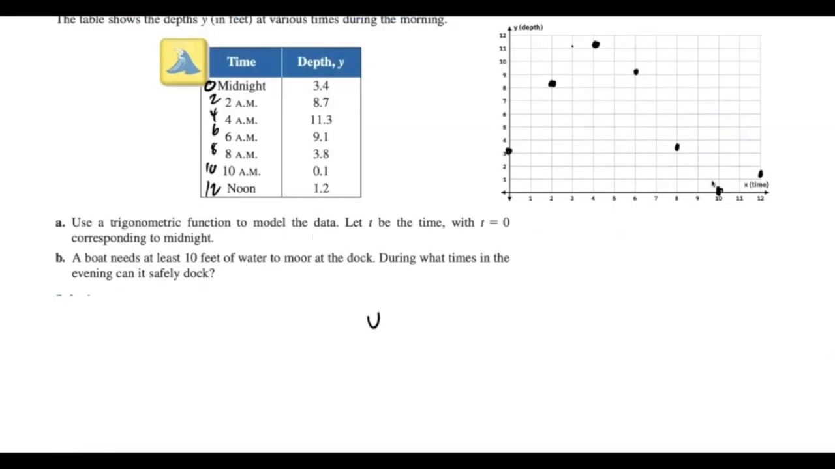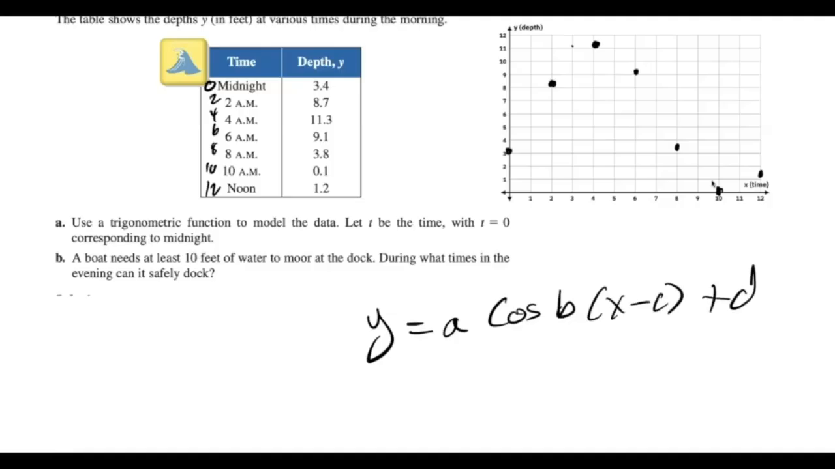If we're doing a cosine graph, it looks like this: y equals cosine(bx minus c) plus d. That's our basic cosine graph. We're going to have to find all these things: the amplitude, the period, the phase shift, and the middle. And I always start at the middle. So you want to find out what the middle of this graph is.